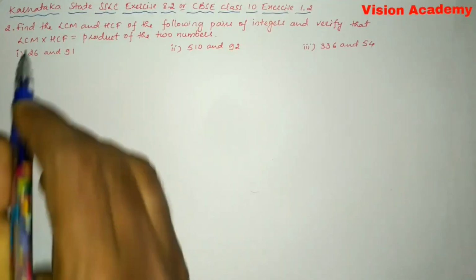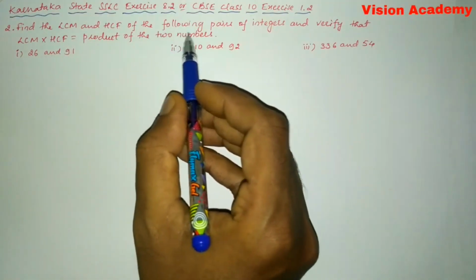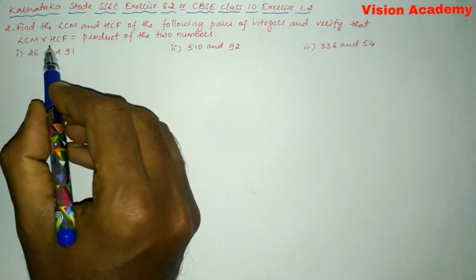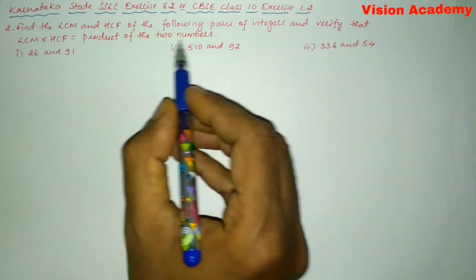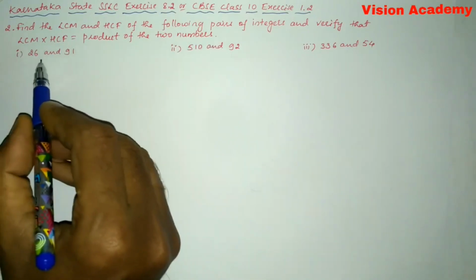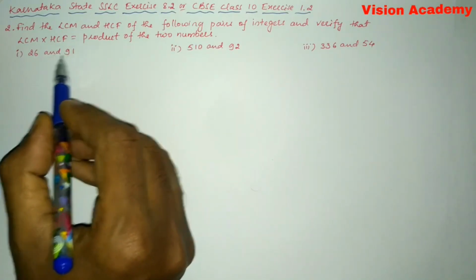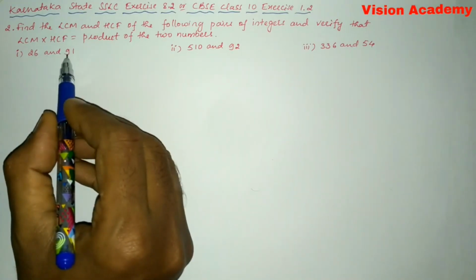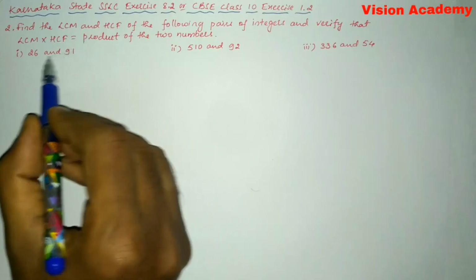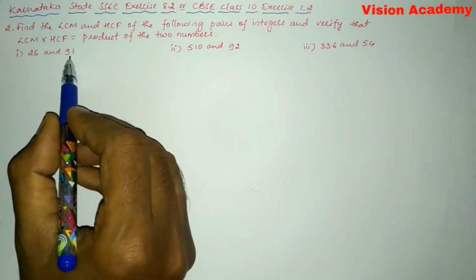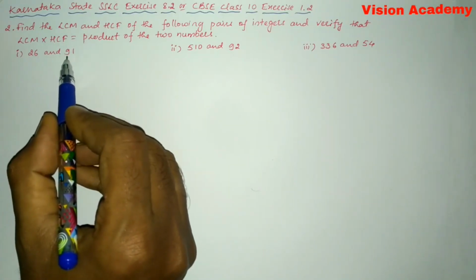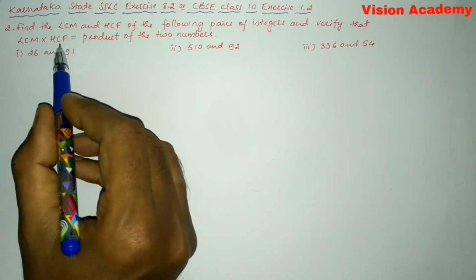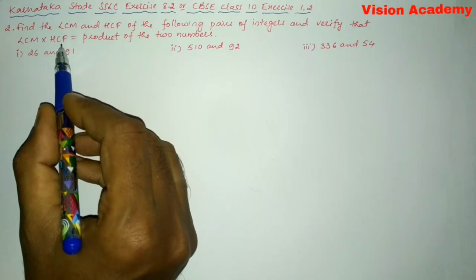Number 2, find the LCM and HCF of the following pairs of integers and verify that LCM into HCF is equal to product of the two numbers. Roman number 1, 26 and 91. Here we need to find LCM and HCF of both of these two numbers, and we have to verify the product of these two numbers, that is 26 into 91, is equal to LCM product with the HCF or not.